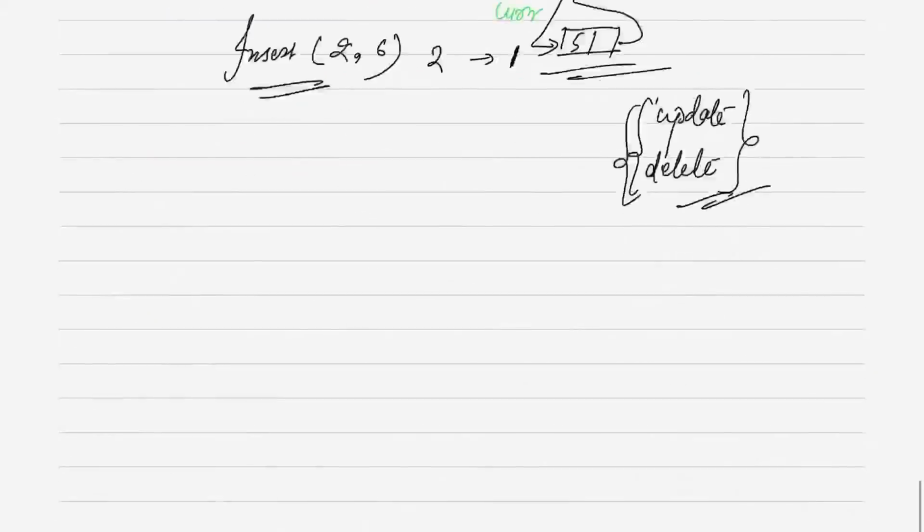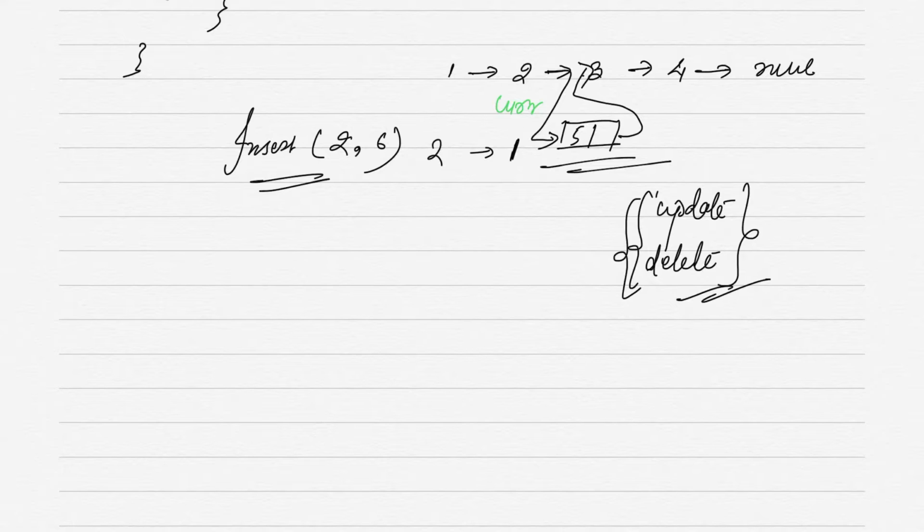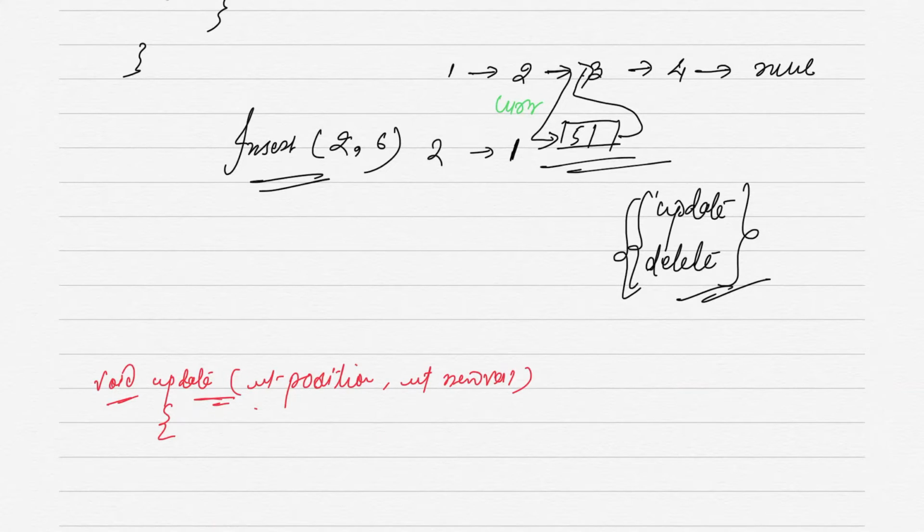So the next function we are going to implement here is update. You are given void update, a certain position, and an integer new value. It's pretty much very simple, similar to insertion at a specific position.